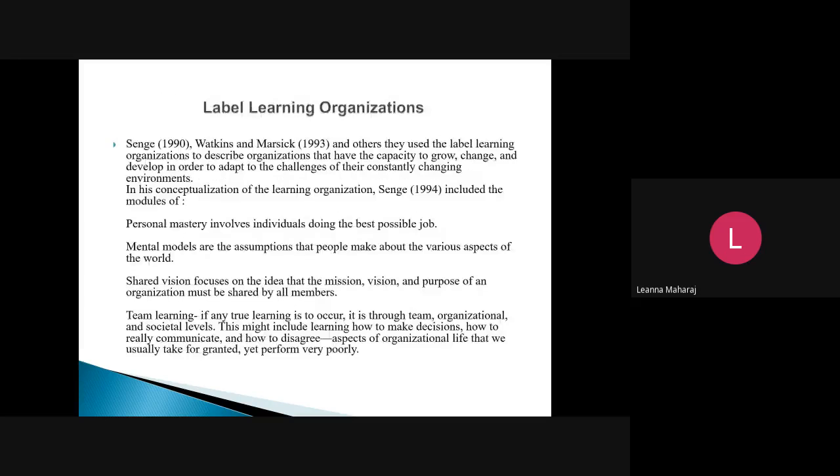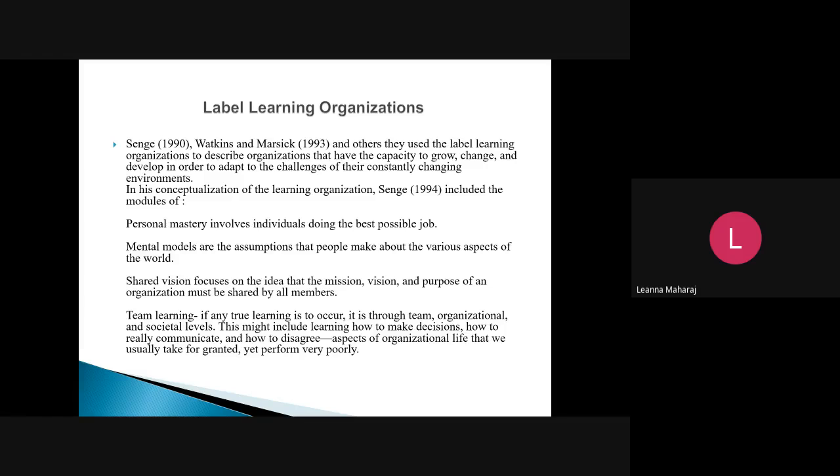So now we move on to the learning organization. Senge, Watkins, and Marsick and others, they use the term learning organization to describe the capacity to grow, change, and develop in order to adapt to challenges of the constantly changing environment. And he conceptualized models of learning organization.